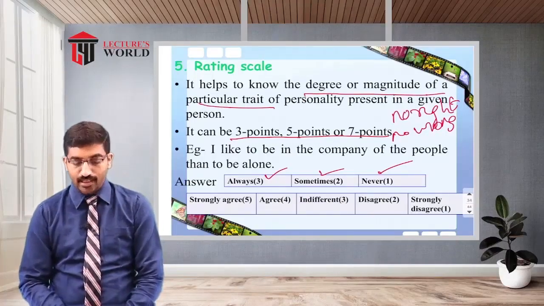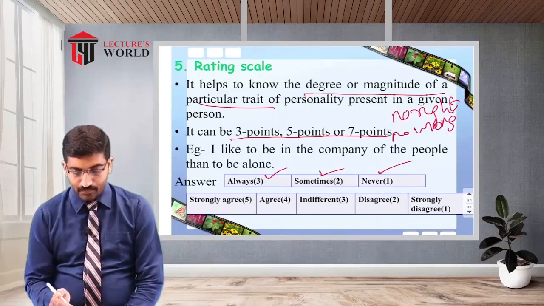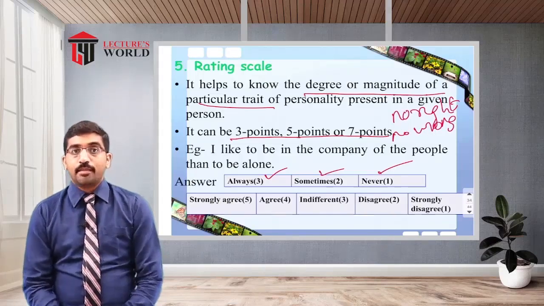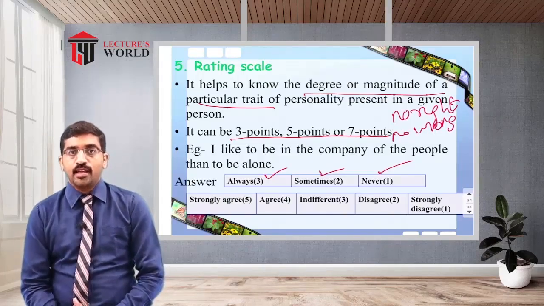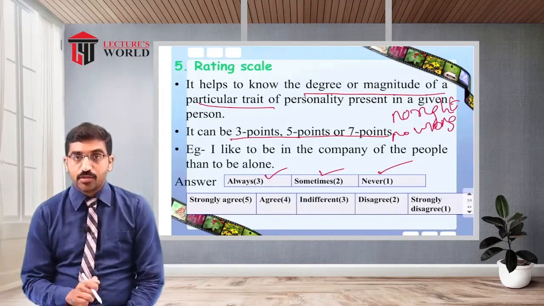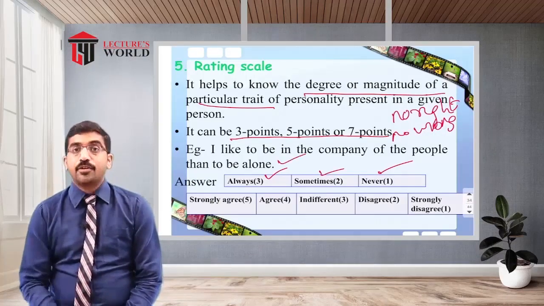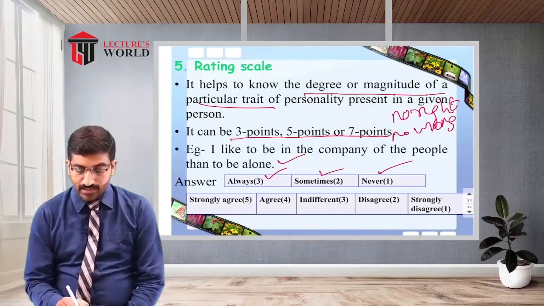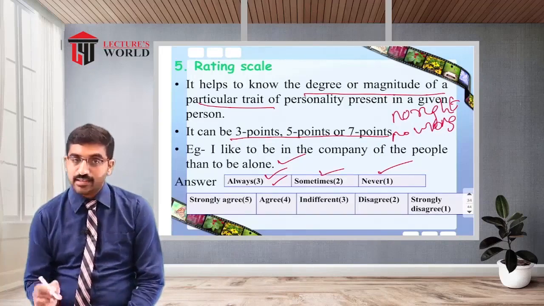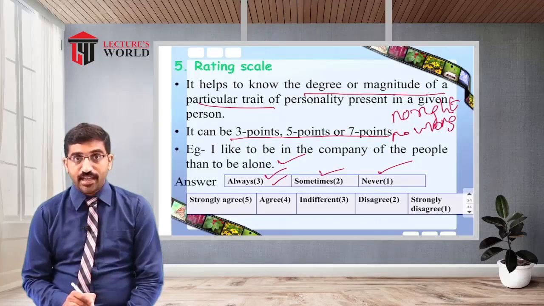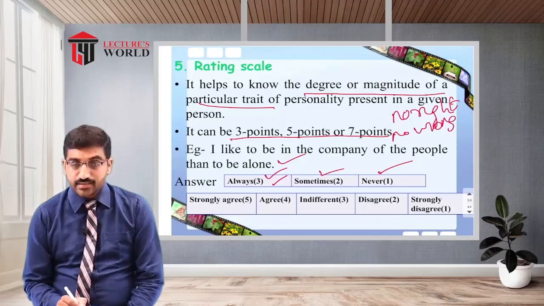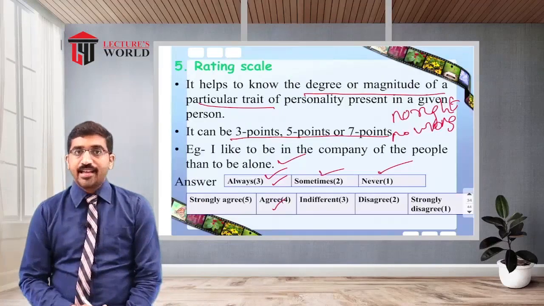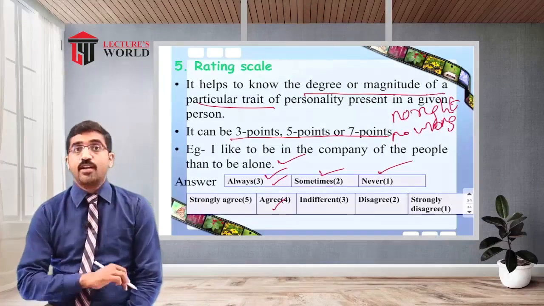Trait means personality characteristics. For example, I like to be in the company of people rather than to be alone. If you ask somebody a question and ask them to put a tick mark, like if somebody is telling I cannot work in a group or I like to work in a group, then if always, put a tick mark on always, or never. Otherwise, with a 5 point question, they can say yes, I like to work in the company of people: agree. Agree means almost agree. Strongly agree means yes, I always like that.